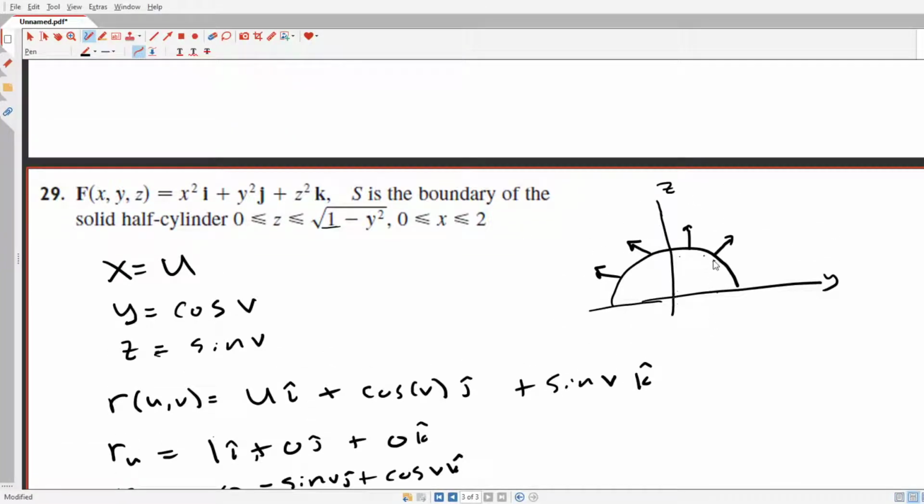Here I had this angle right here. We said this was our v. So v is going to go from 0 all the way around to pi. And then u we said was just the x component, and we have that u goes from 0 to 2.